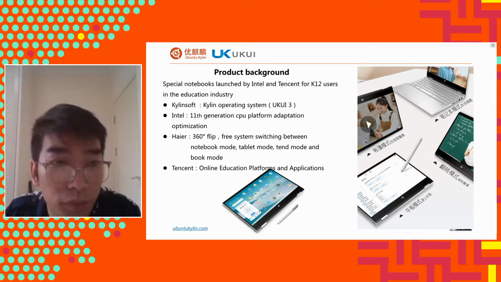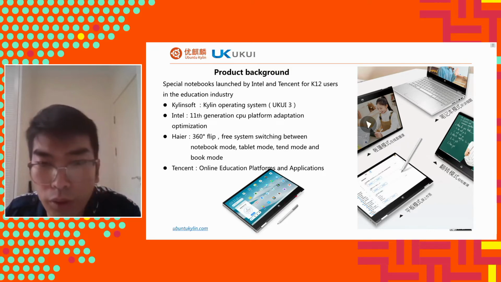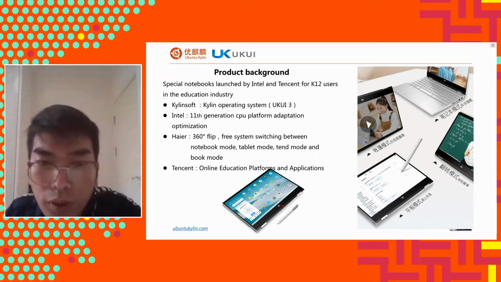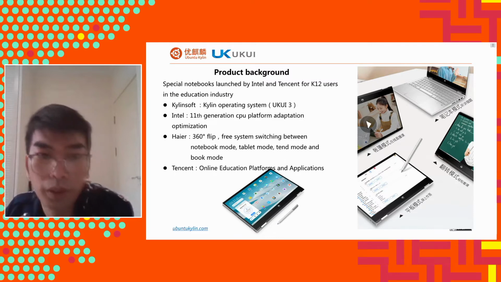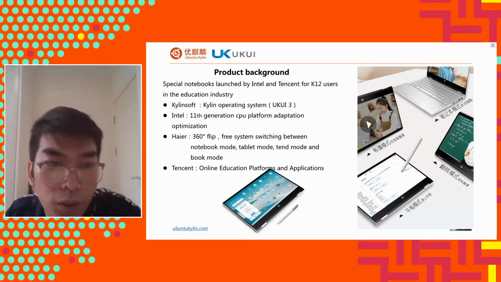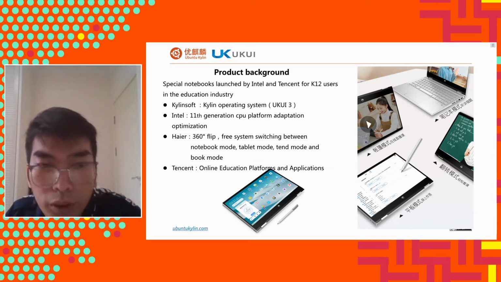This picture shows the first generation of our adaptation. This Haier notebook supports 316-degree flip, free system switching between notebook mode, tablet mode, pen mode, and book mode, as shown in the picture on the right. But unfortunately, Haier withdrew from the project in the middle of the process for various reasons.